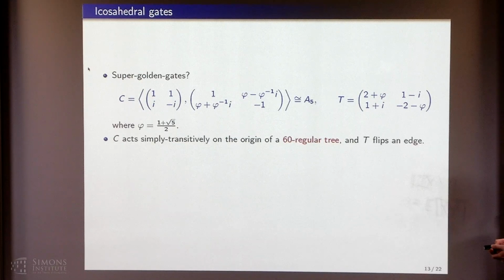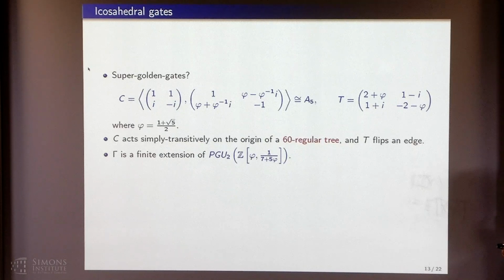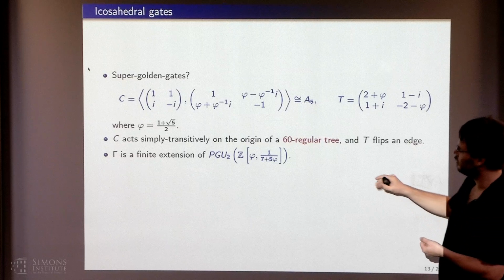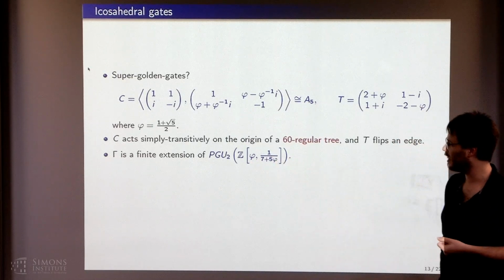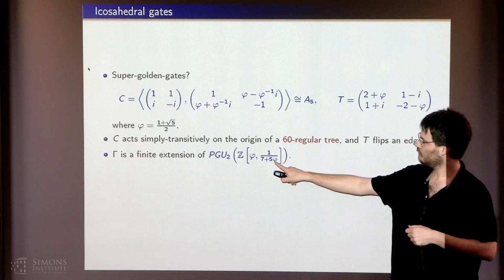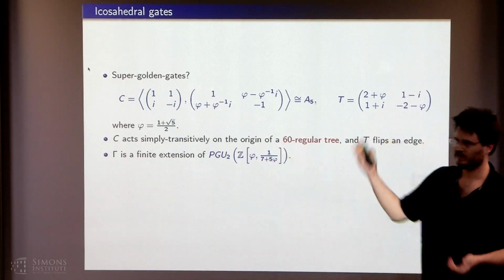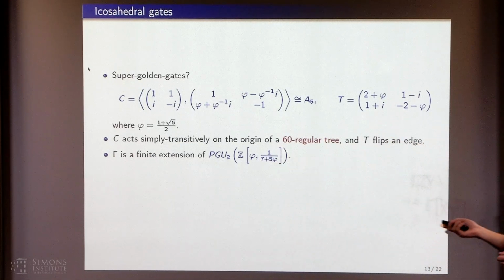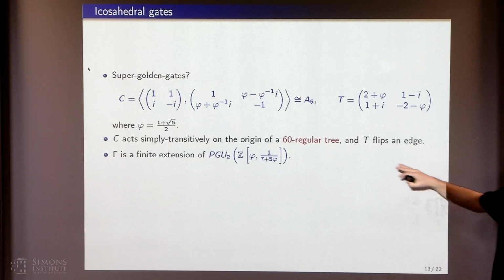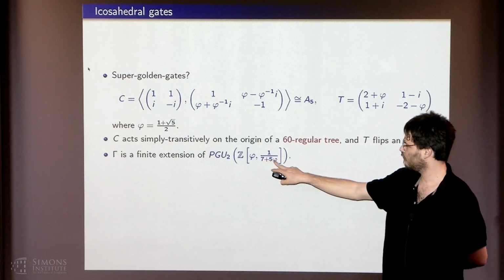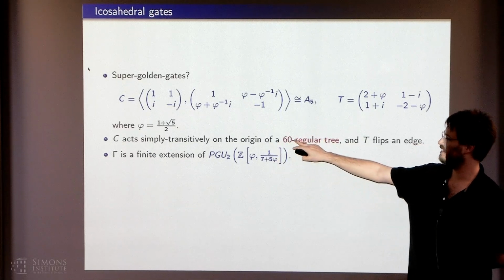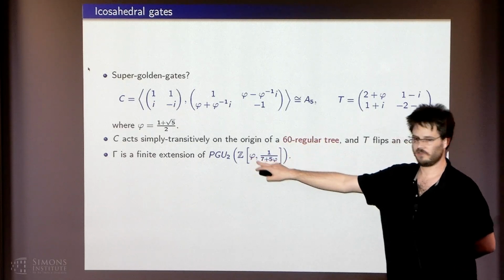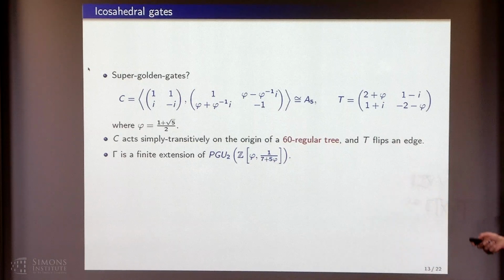etc. And if you want to know where it comes from, this is almost this group. So PGU2 with Z and the golden ratio, and you add the inverse of 7 plus 5 phi. But actually, it's a finite extension. It's even a bit larger. And this 7 plus 5 phi appears when you factorize 59 over the golden ratio. So this is a factor of 59.